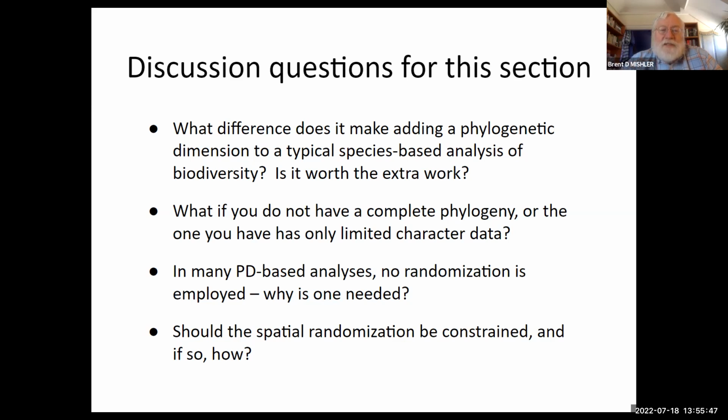So we think it is worthwhile. It is a little bit of extra work. You've got to add a phylogeny. But these days, the phylogeny usually turns out to be kind of the low-hanging fruit. It's not the most difficult part of one of these analyses. It's usually the spatial data.